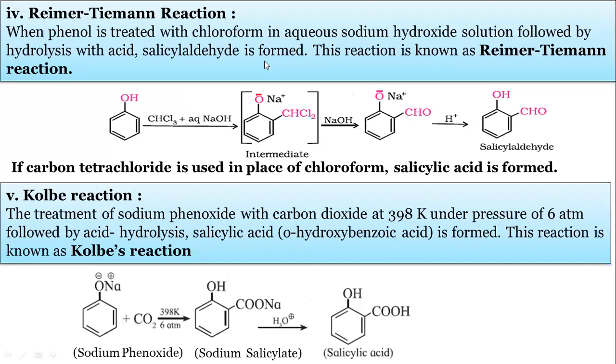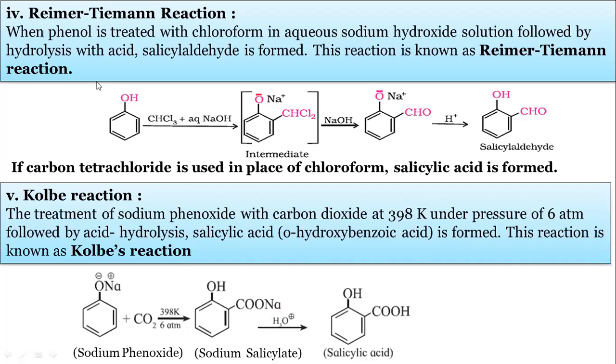Riemer-Tiemann, these are the names of the scientists who discovered this reaction. These two reactions, Riemer-Tiemann and Kolbe's reaction, are very important. This is asked for 2 marks. This is also asked for 2 marks because these are name reactions. Name reactions are always asked for 2 marks. So this is asked for 2 marks, and Kolbe's reaction is also asked for 2 marks.